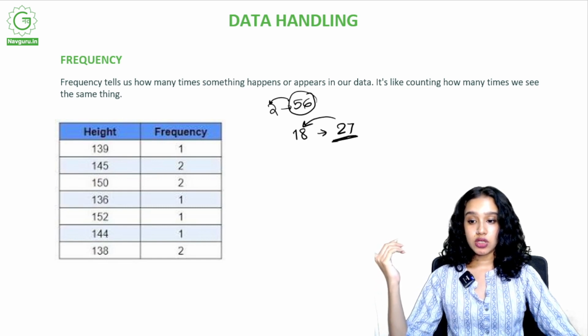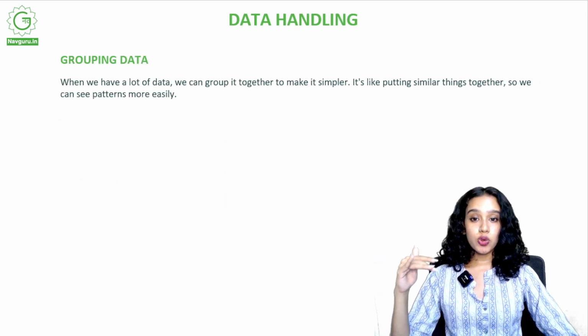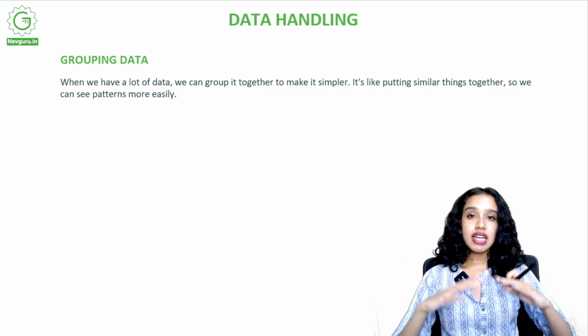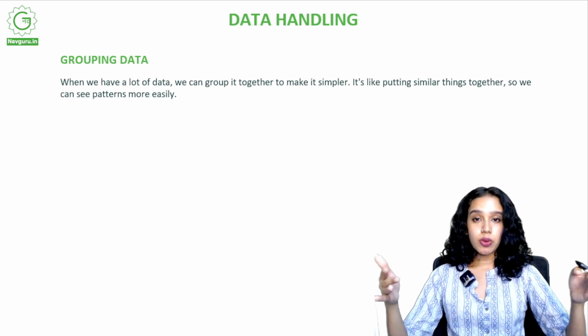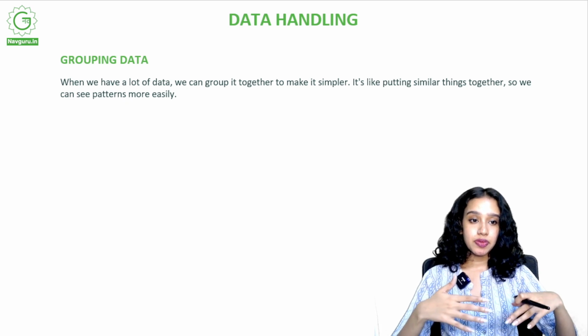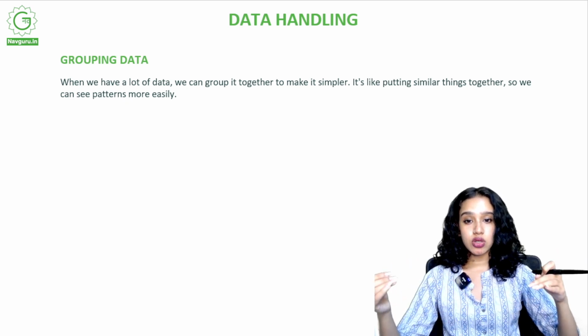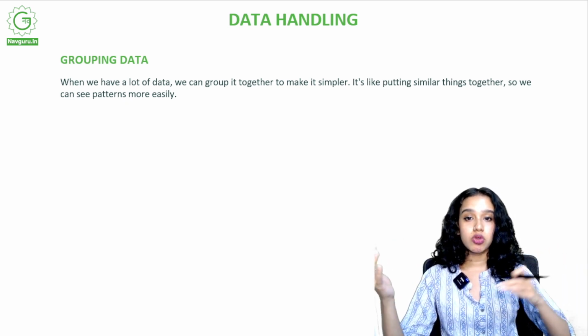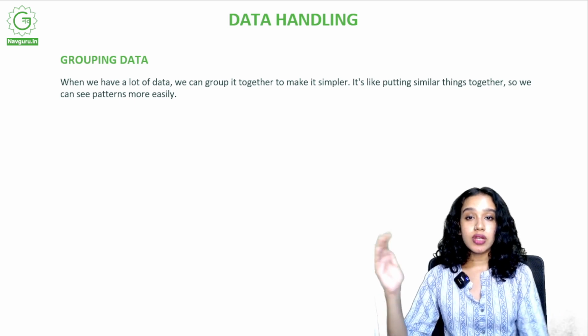Now, let's move on to the next topic, which is grouping data. If we have a lot of data, we can group it together to make it simpler. It's like putting similar things together so we can see a pattern more easily, right? So, how do we group the data?